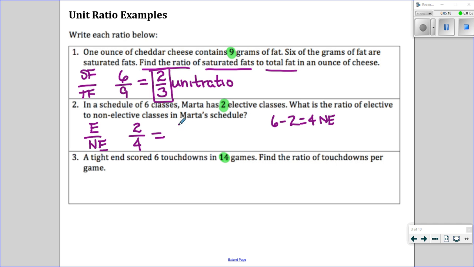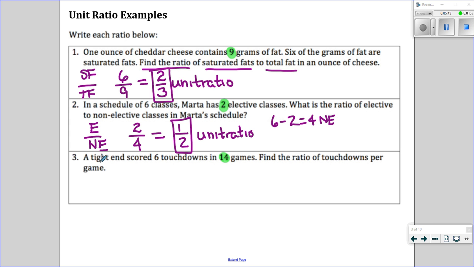So I'm going to reduce it to 1 over 2 because 2 is a constant factor. And we have our unit ratio. So 1 over 2 is our unit ratio. That means for every elective class she has, 2 of them are non-electives. And then 2 over 4, and then 3 over 6. Those are the ratios that are proportional to the unit ratio.